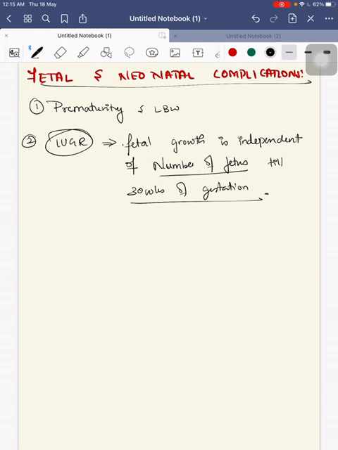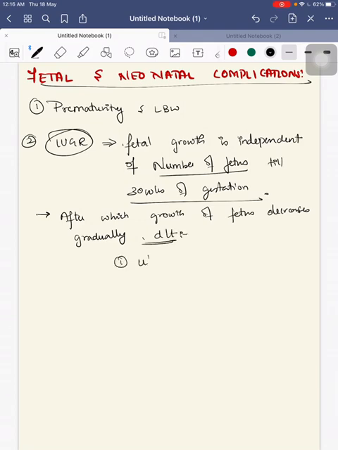So what are the mechanisms involved in the decrease in the growth of the fetus? We'll see here. After this, growth of the fetus decreases gradually. It is due to the mechanisms involved here.